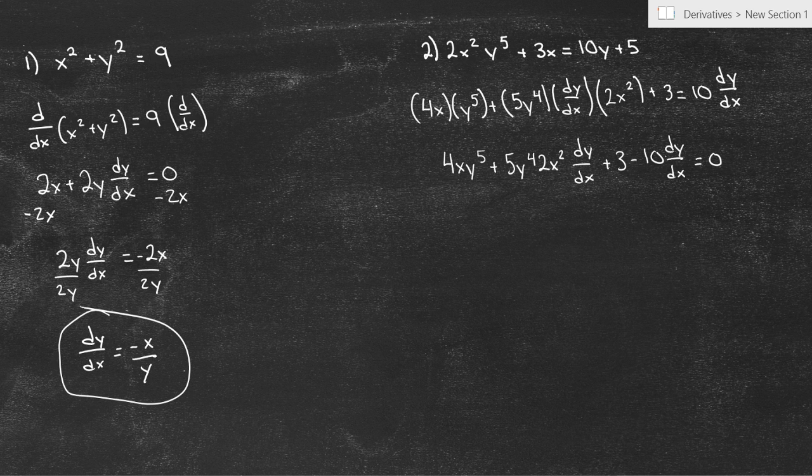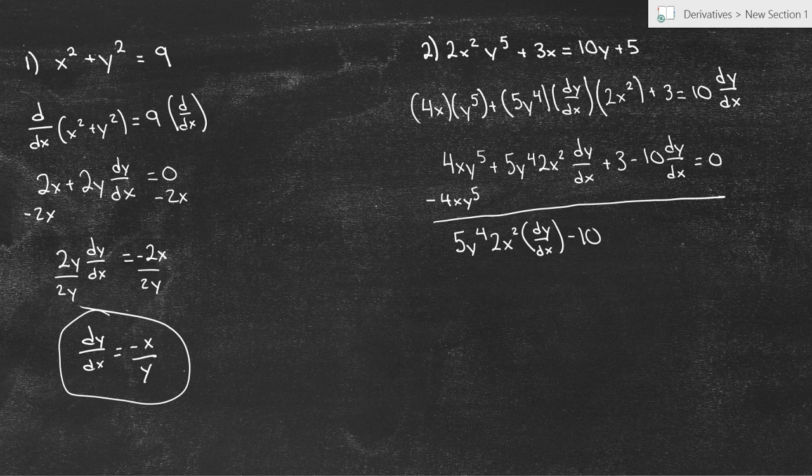So to factor out a dy/dx, eventually we need to get rid of everything that doesn't have a dy/dx on it. Well, that is this term, 4xy to the fifth. So that's going to go to the other side. So I'll be left with 5y to the fourth times 2x squared times my dy/dx. I'll do minus 10 dy/dx, and I'll bring the 3 over as well. So I'll get minus 4xy to the fifth minus 3.